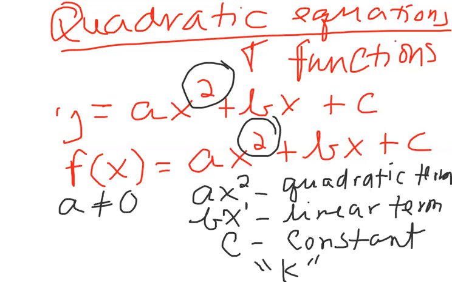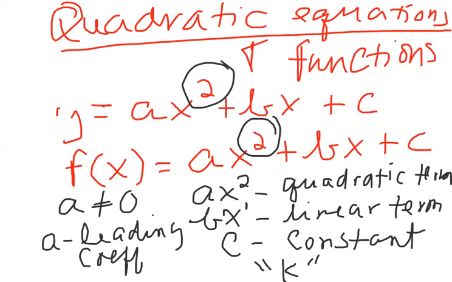And then one last variable I need to mention to you guys, that is a. A, the number in front of x squared, is also referred to as the leading coefficient. Do you guys understand what a coefficient is, or do you need me to go over that? Okay, raise your hand if you don't understand what a coefficient is. Nobody's raising a hand, so you guys are good.